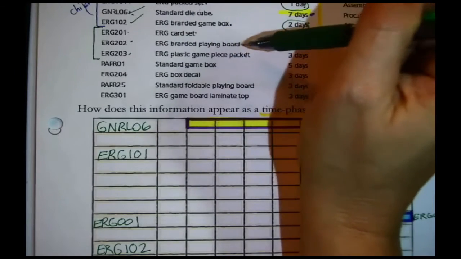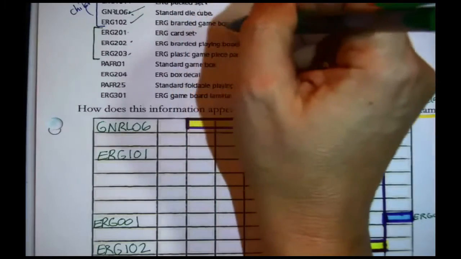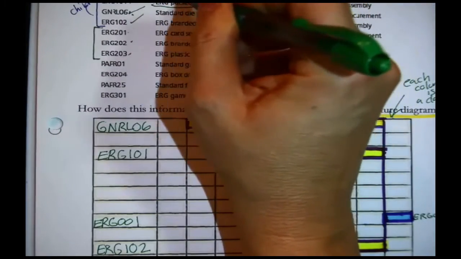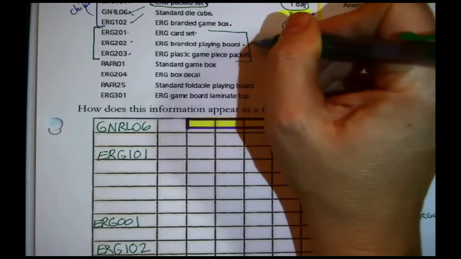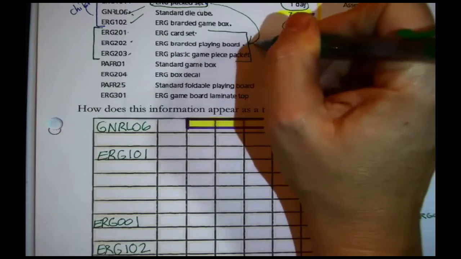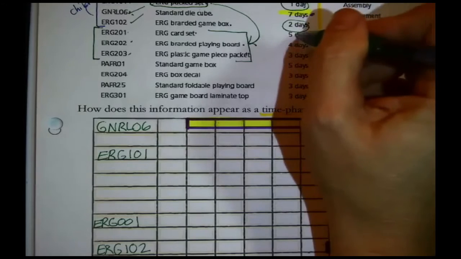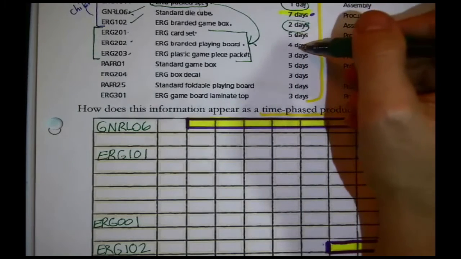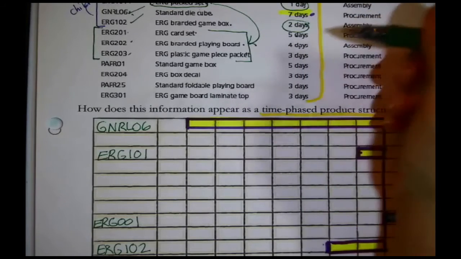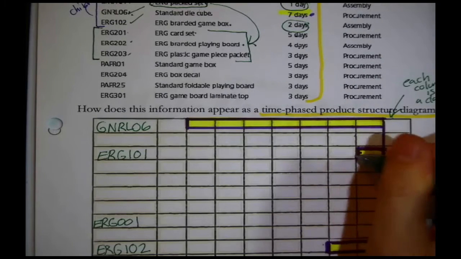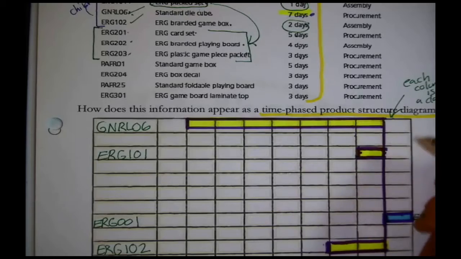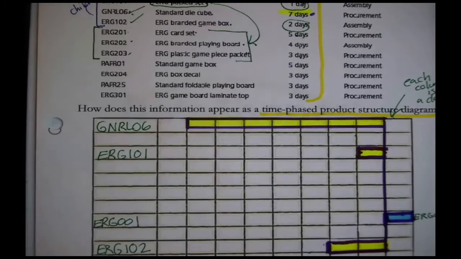ERG 201, the card set, ERG 202, the actual playing board, and ERG 203, the game piece packet. These are all children of the packed set. Meaning that over here, this 5 days, this 4 days, and this 3 days need to be added to the diagram so that they conclude before assembly of the packed game starts. All right, no problem. We'll just draw some more branches.